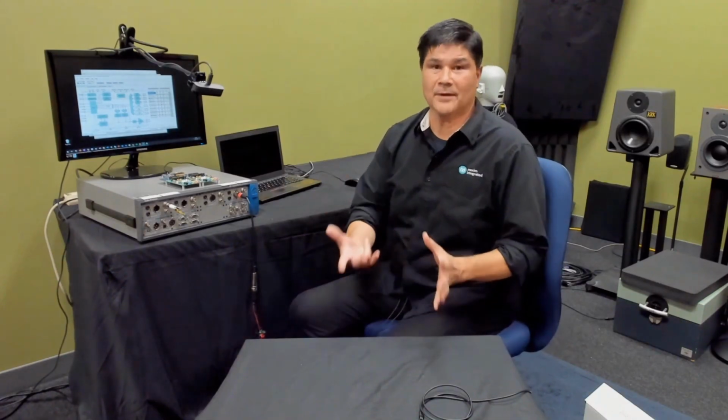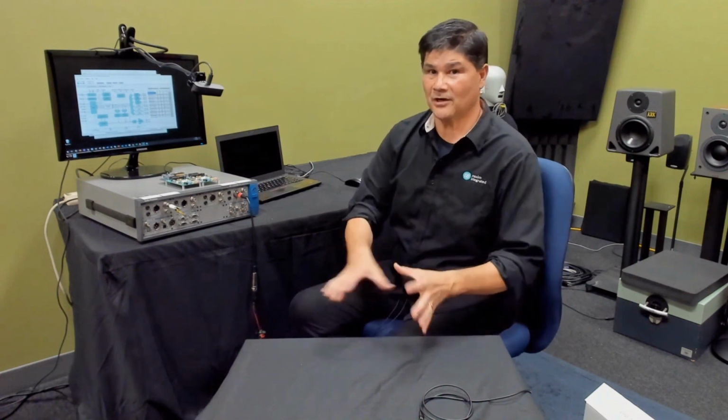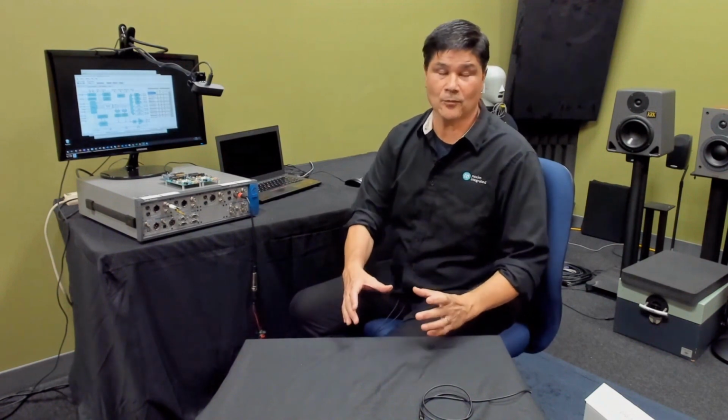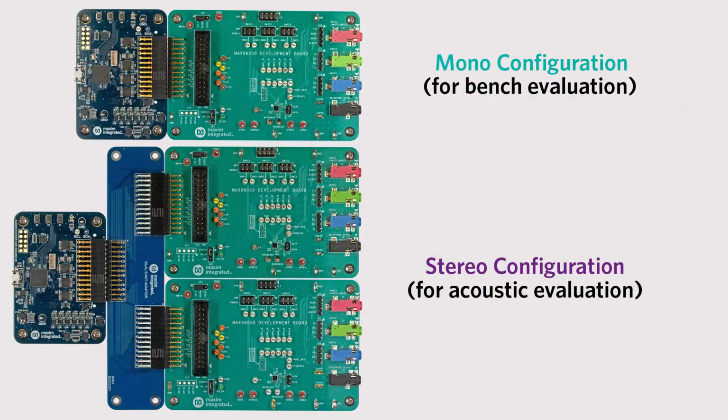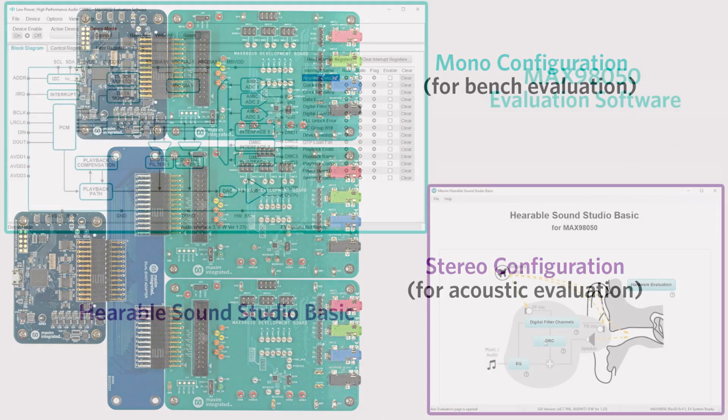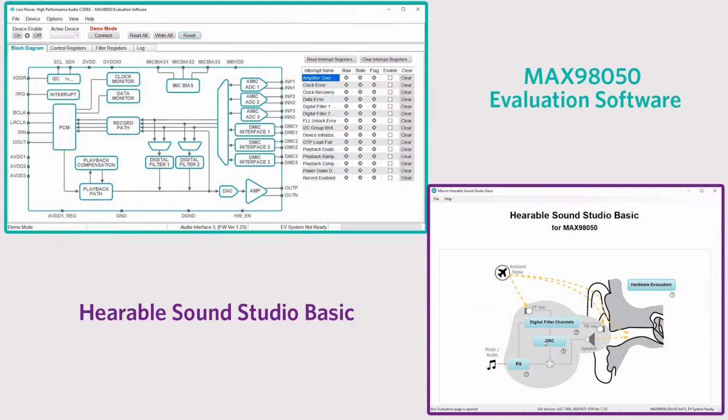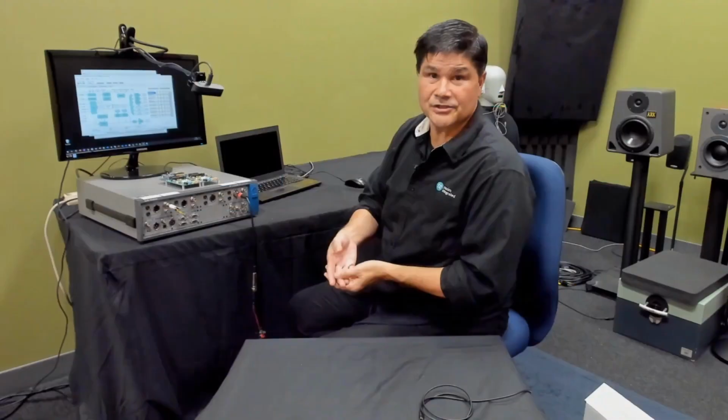Okay, and that summarizes it. We went through an unboxing of the evaluation system. We showed the hardware components and how you can set it up for hardware mono evaluation and also for stereo configuration for acoustic testing with your filters, and how to bring up the GUIs and what the GUIs are for. That's it. If you have any more questions or need more information, please go to the Maxim Integrated website and download information on the Max98050 evaluation system and also for the part itself.